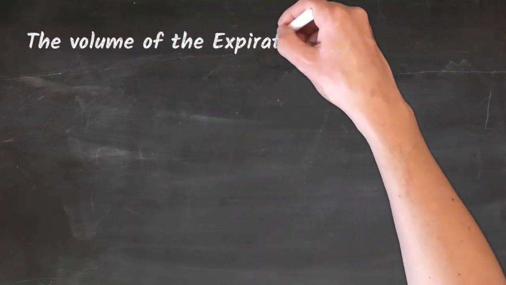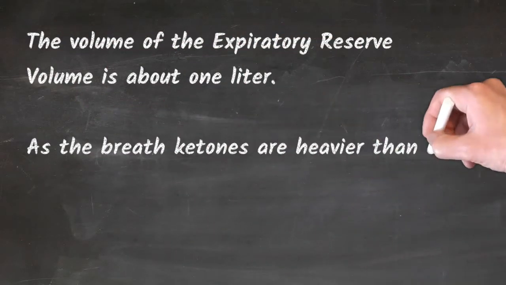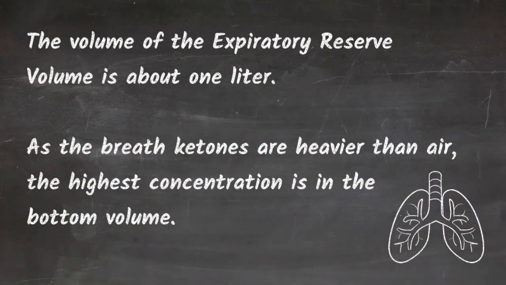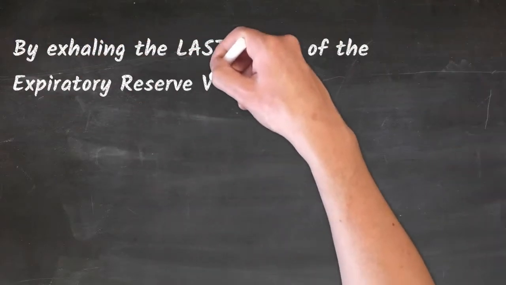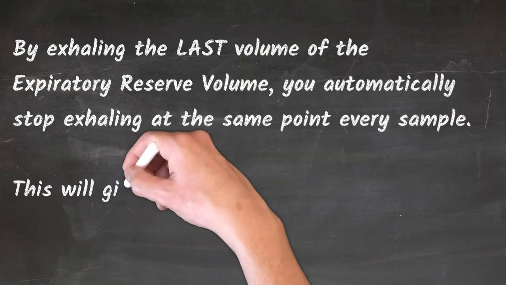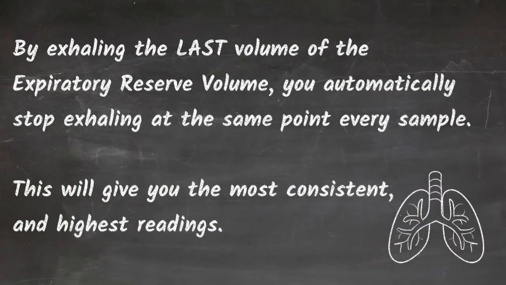The volume of the expiratory reserve volume is about 1 liter. As the breath ketones are heavier than air, the highest concentration is in the bottom volume. By exhaling the last volume of the expiratory reserve volume, you automatically stop exhaling at the same point every sample. This will give you the most consistent and highest readings.